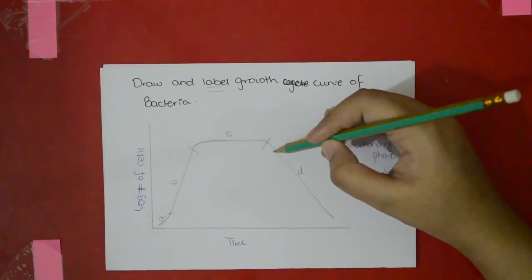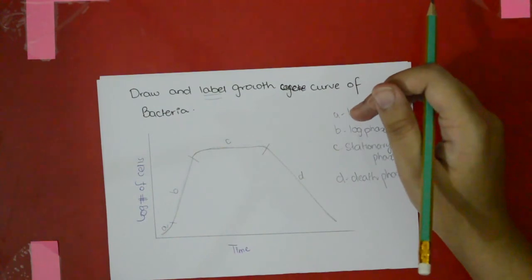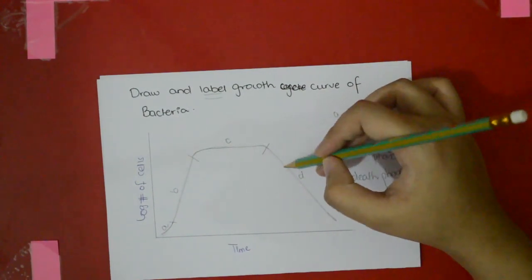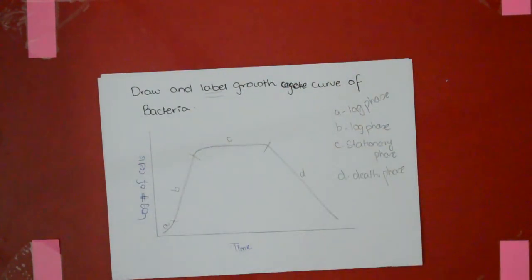Now come here at the last part. The final phase is the death phase, which is marked by a decline in the number of viable bacteria. So this is the death phase. This is what you should know from chapter 3. Other things are also important if you want to read them, but this is what I found important and I think we must read it.